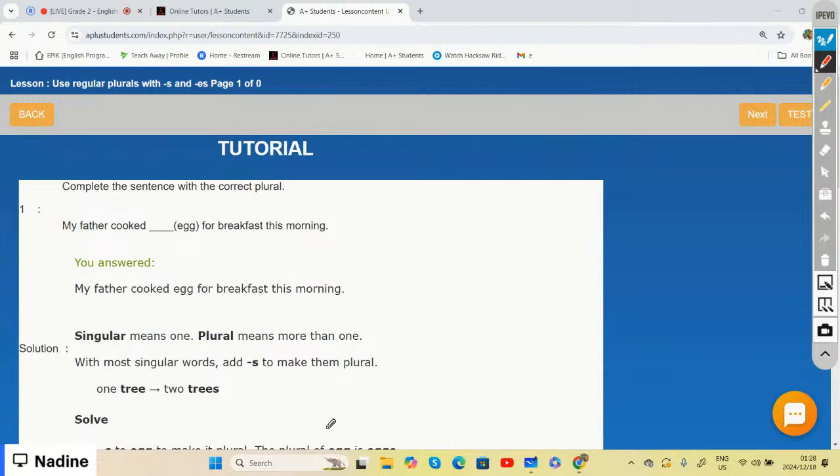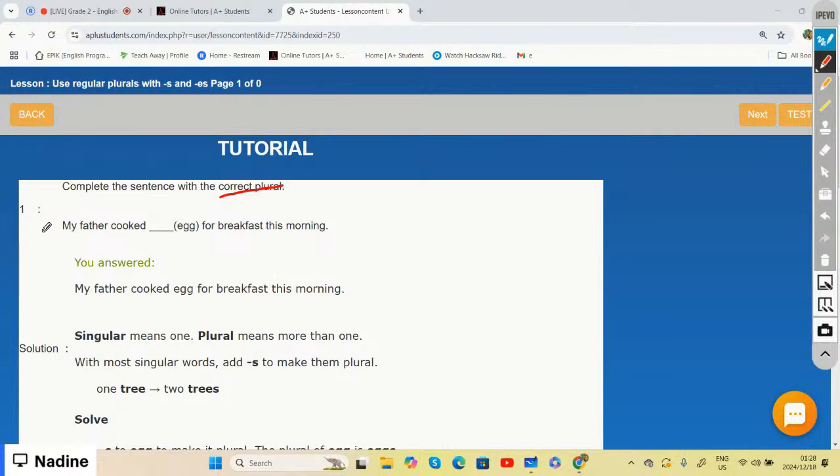All right, so now we need to complete the sentence with the correct plural to show that there's more than one of that. So we need to identify the word in bracket, and we need to write the correct word. Remember the plural form of that word.